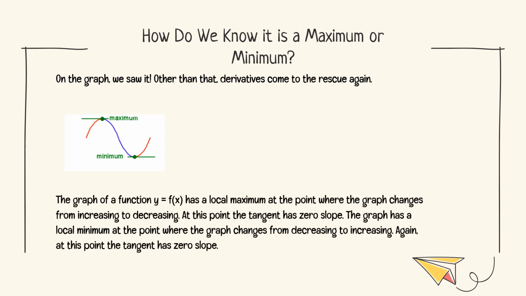The graph of a function y equal to f(x) has a local maximum at the point where the graph changes from increasing to decreasing. At this point, the tangent has zero slope. The graph has a local minimum at the point where the graph changes from decreasing to increasing. Again, at this point, the tangent has zero slope.